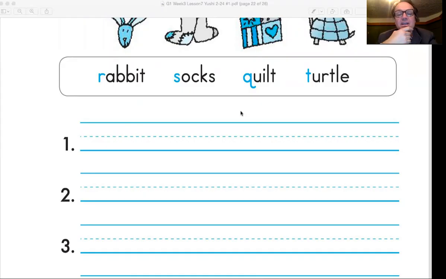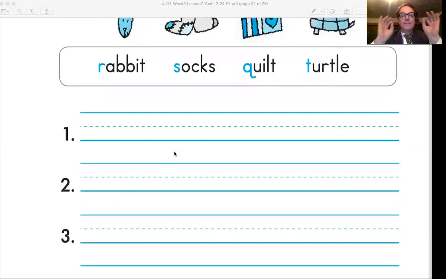No, there's none yet. H, I, J, K, L, M, N, O, P. Nope, nothing yet. Q, R, S. Oh, there's an S. And then T, U, V. Q, R, S, T. Oh, there they are. So there they are right in a row. So we would go ahead and stop this now, pause it, and write them in alphabetical order.